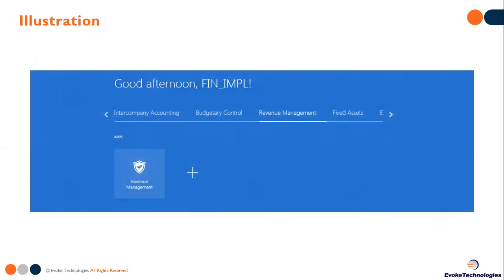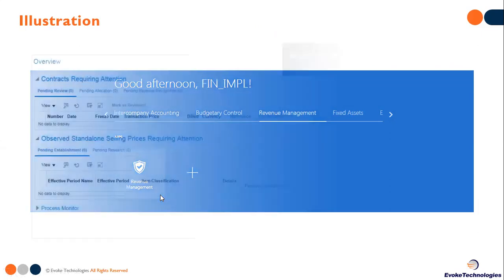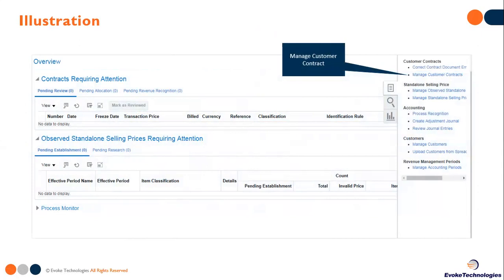Okay, this is basically an Oracle Cloud login. The person who has logged in has access to the revenue management cloud, so the revenue management infolet is available. Let us click on the revenue management infolet and it takes us to the overview page of this module. So this is the overview page of the revenue management.